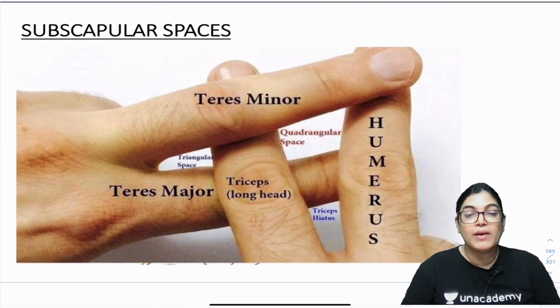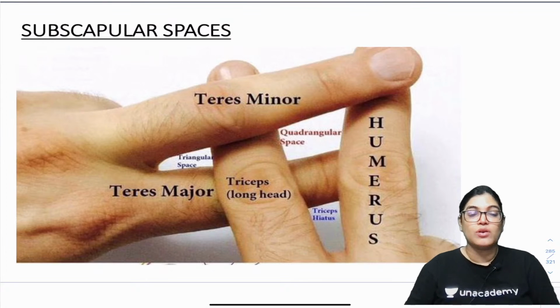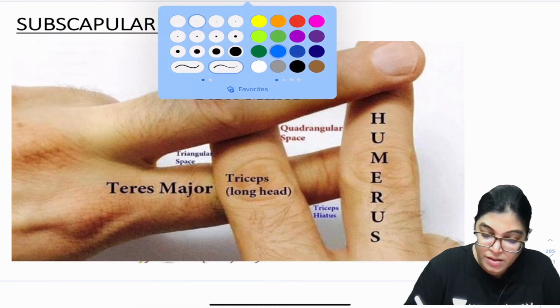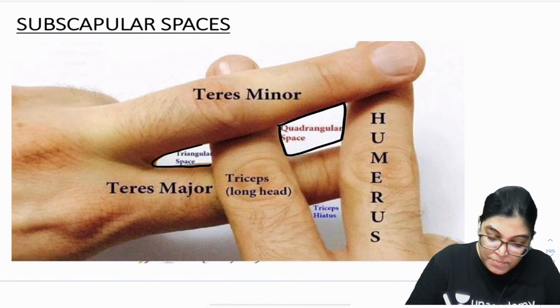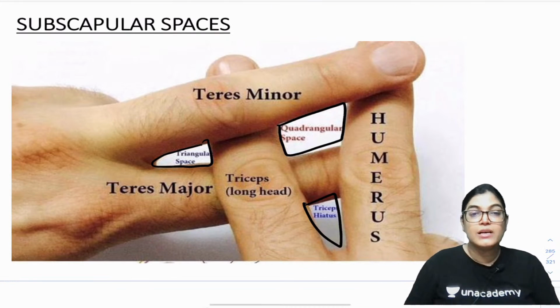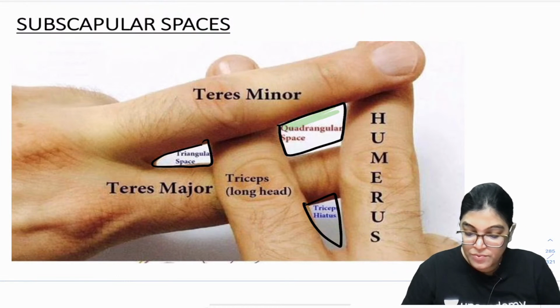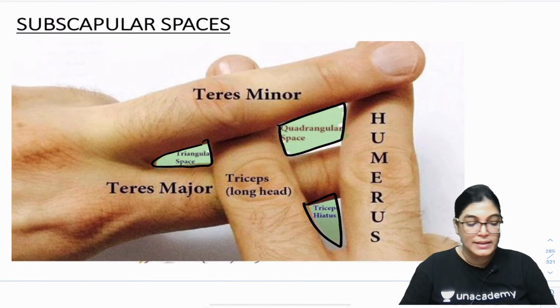Can you see, this is how we can understand the spaces lying on the posterior aspect of the scapula, called the subscapular spaces. We have one quadrangular space. We have an upper triangular space and a lower triangular space. So these are the spaces. In this MCQ they were targeting the lower triangular space.